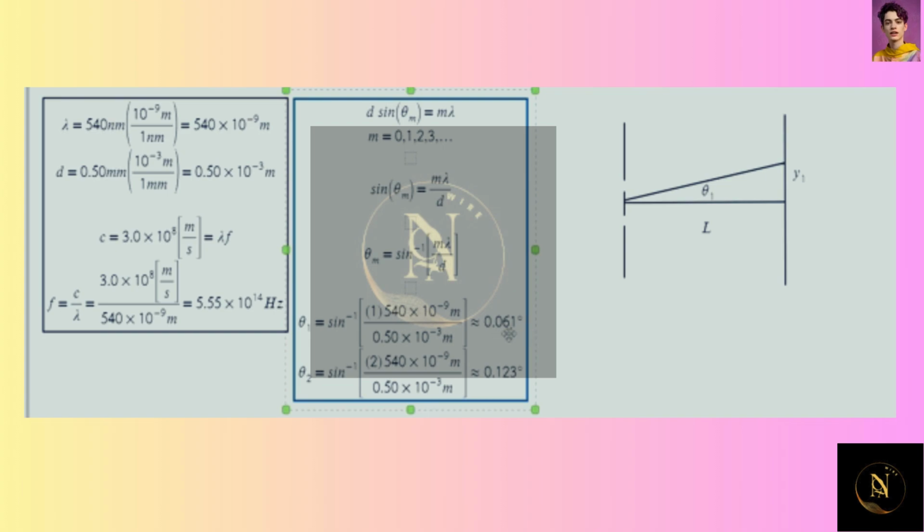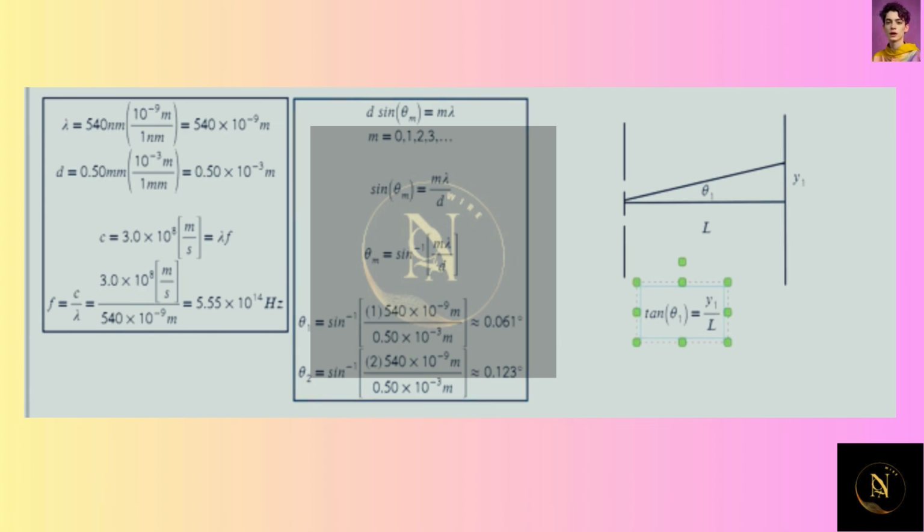Notice that this angle is small, so we can use the small angle approximations to answer this second part of the question. The second part asks, what should we do so that we can double the distance from the zero order bright fringe to the first order bright fringe? So this distance y1. So from the geometry in this situation, you can see that tangent of theta 1 is equal to y1 over L, where L is the separation.